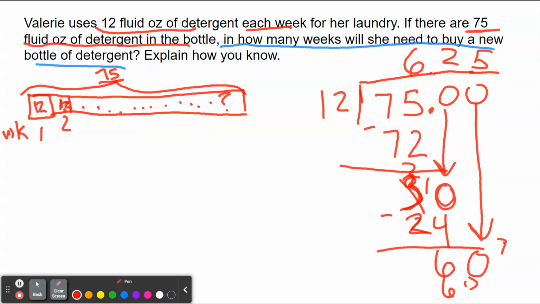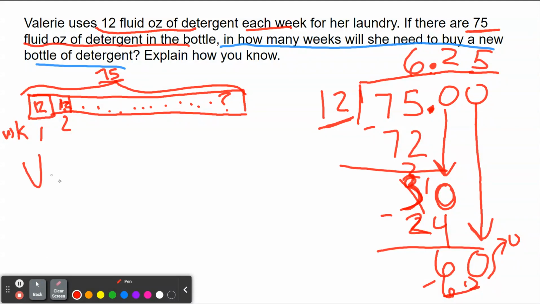Ooh, and I don't know why that's acting up. So now we have a remainder of 0 when we subtract. So we added this decimal here, right? So now we have to bring our decimal up because this is how many tenths and hundredths we used. So Valerie will run out of detergent after 6 and 25 hundredths of a week, right? But she needs to use exactly 12 ounces of detergent every week. So after 6 weeks, she will need to buy new detergent.